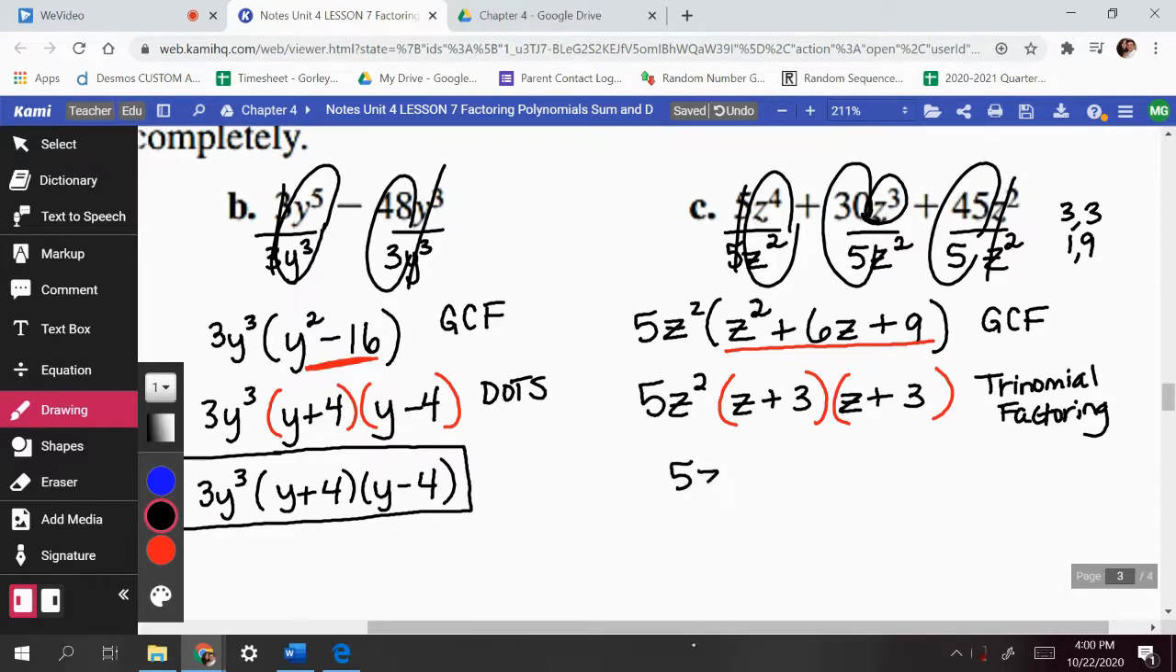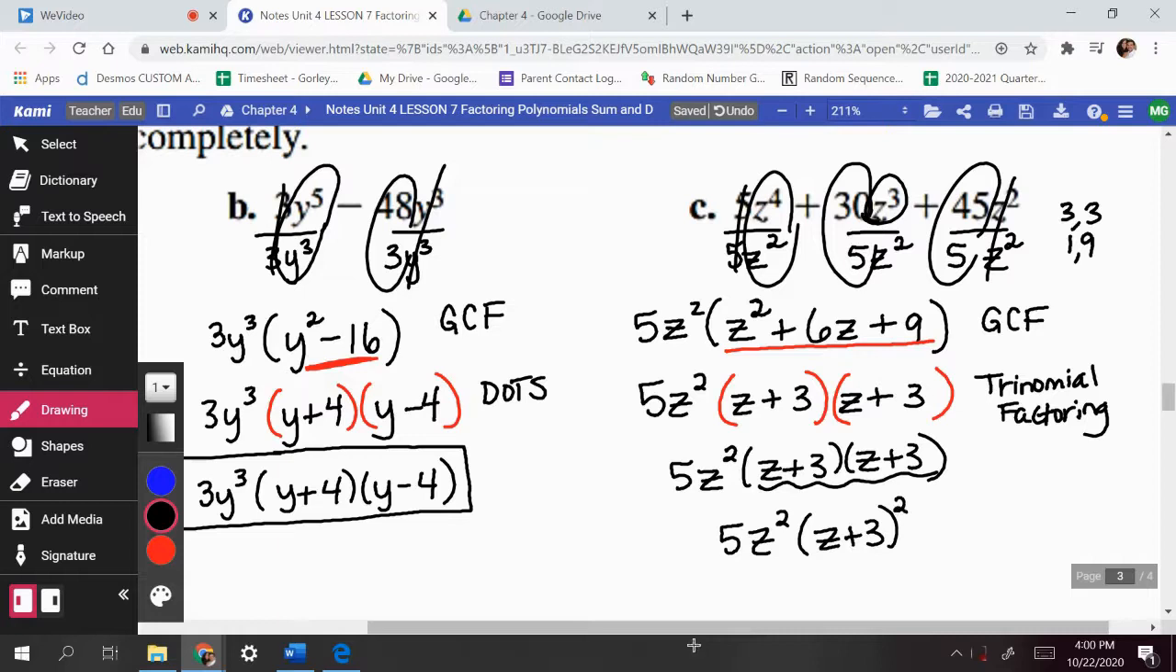Okay, so you can leave your answer like this, or if you want to write this perfect square trinomial as z plus 3 quantity squared, you could write it like that as well. Either answer would be just fine.